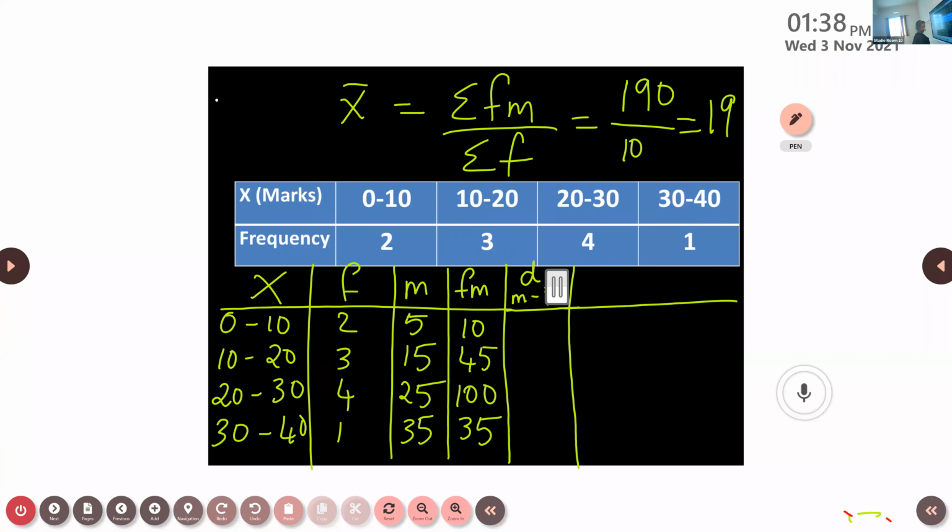Sanam, you got the first one? Minus 14. Then Rahul, minus 4. Akshay, 6. Pavitra? 16. Okay, so you got D now. Next, what you have to do? You find D square.